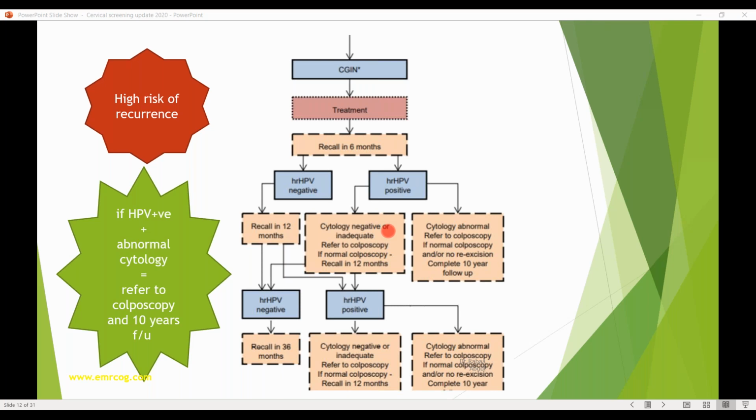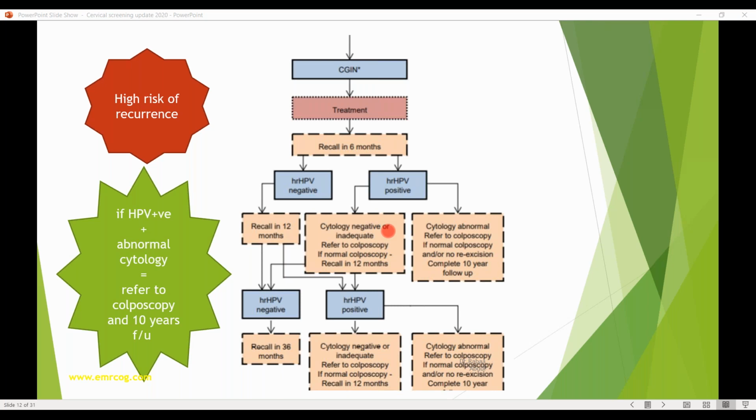When the patient was referred to colposcopy, they found an abnormality which necessitates re-excision of the lesion. What is your plan of follow-up? The patient had re-excision. Annually for 10 years. Yes, excellent. Do we have to do test of cure again after re-excision? No. Re-excision is different from treatment. When we have re-excision, we have to complete 10 years of follow-up.